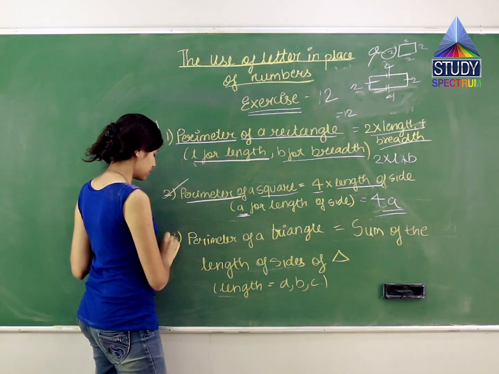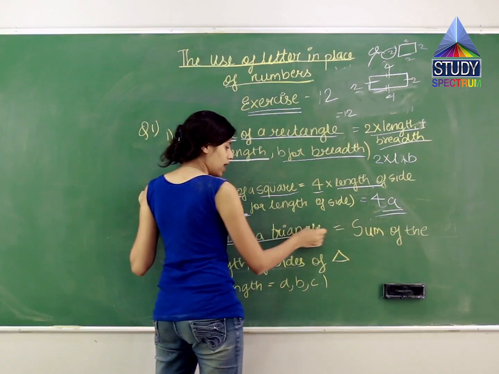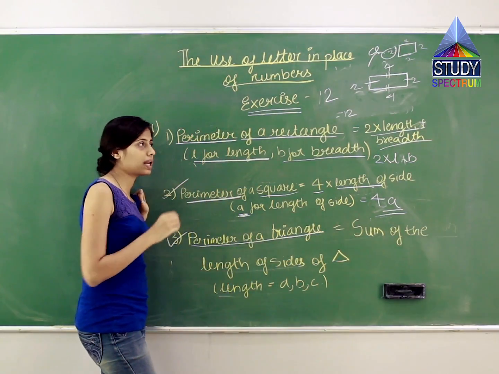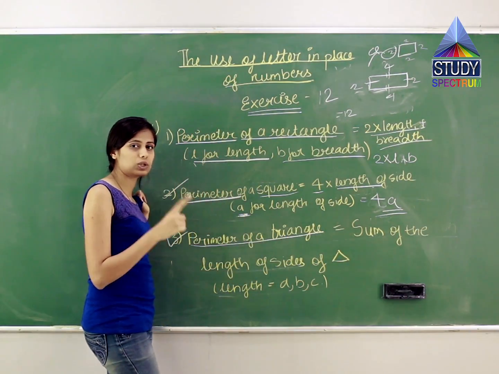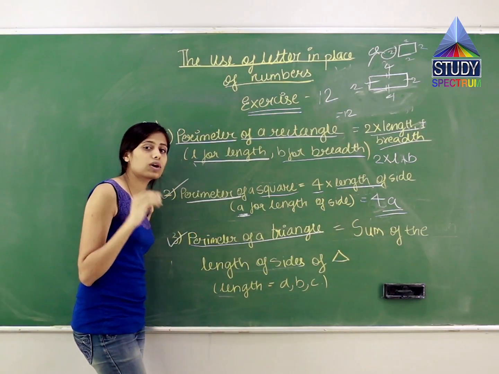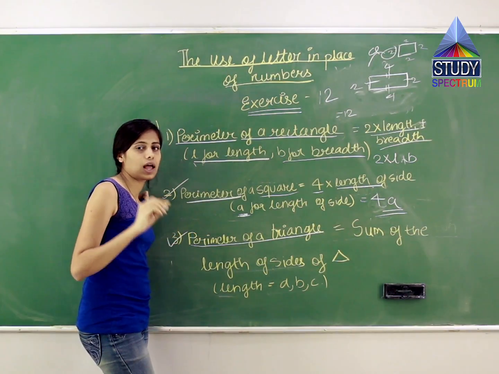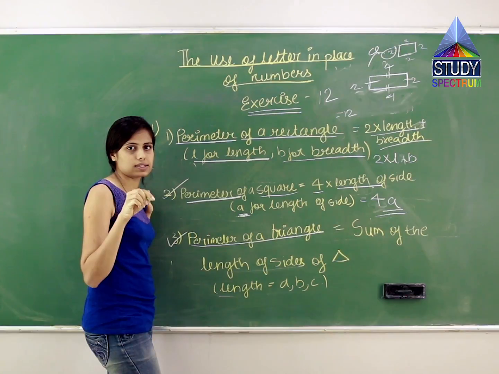Okay. So the next, perimeter of a triangle. They are telling you perimeter of a triangle. In the previous example, 2 plus 3 plus 4 means what? What is the perimeter of a triangle? Addition of all the sides.